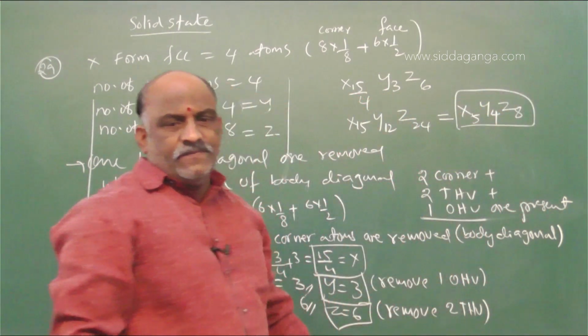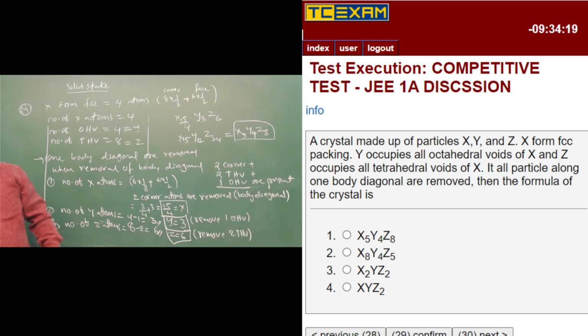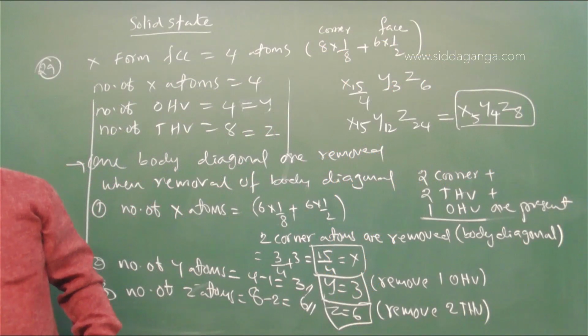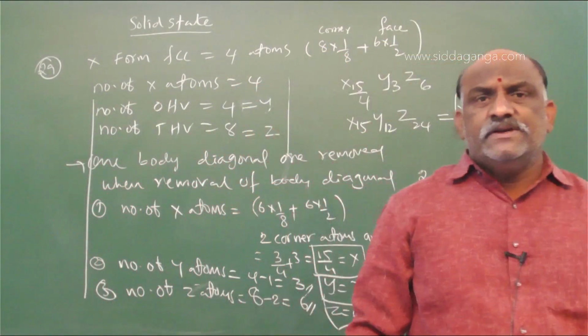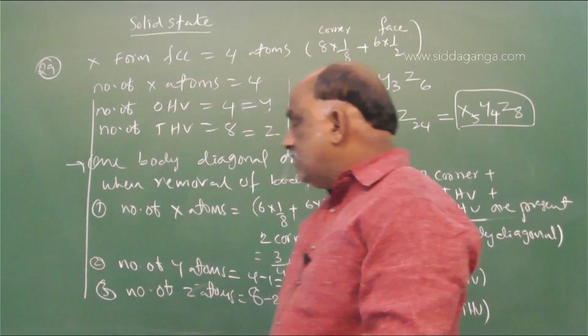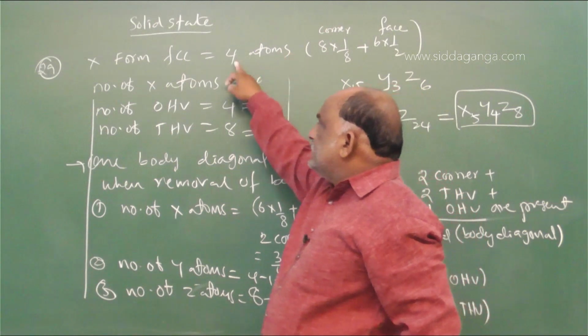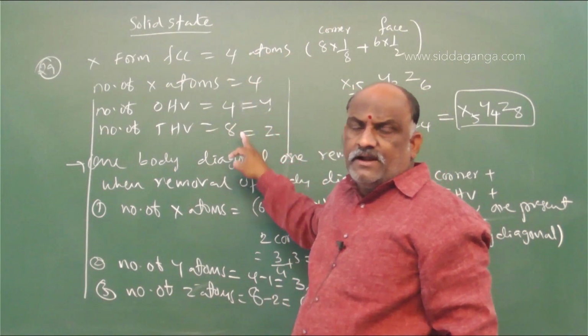This is the answer. X 5, Y 4, Z 8 is the right answer for this question. It will take a little bit of time because it is numerical. So once again, I would like to explain this question because such examples are very important for JEE. For 4 atoms, the number of octahedral voids is 4 and tetrahedral voids is 8.